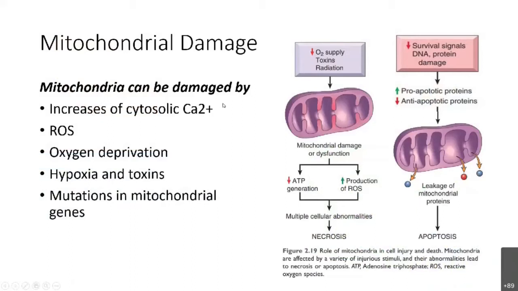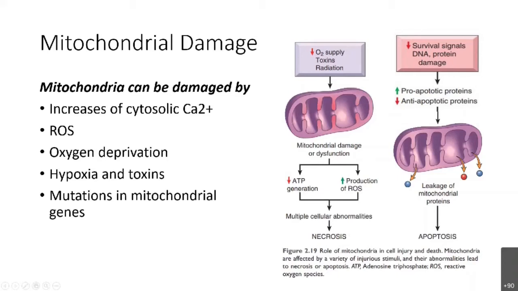Now, this mitochondria, how can it be damaged? By increase of the cytosolic calcium, reactive oxygen species, oxygen deprivation, hypoxia and toxins, or mutation in the mitochondrial genes. The mitochondrial DNA, we know, is maternally inherited, and the basic manifestations are those of the neuromuscular system. So when there is deficiency of oxygen supply or injury due to toxin or radiation, what will happen? There will be decrease in ATP generation, and also there will be increased production of reactive oxygen species due to incomplete oxidative phosphorylation. So this will lead to cell necrosis.